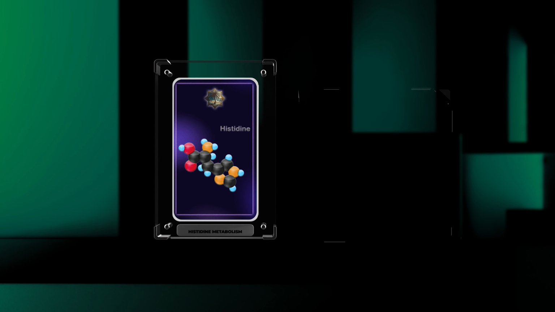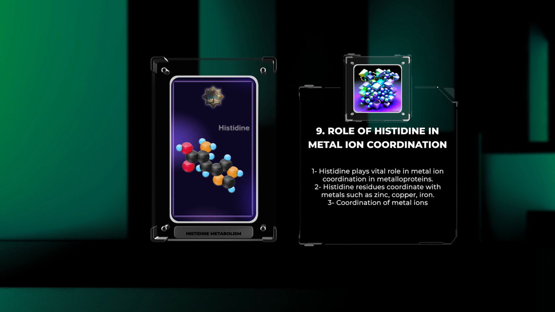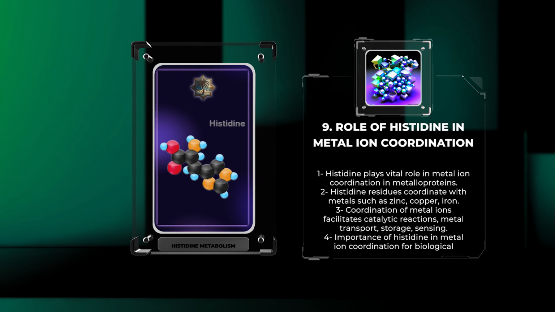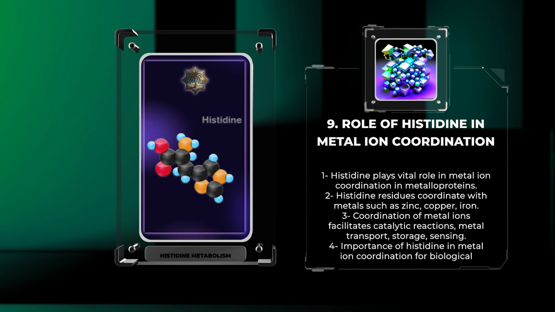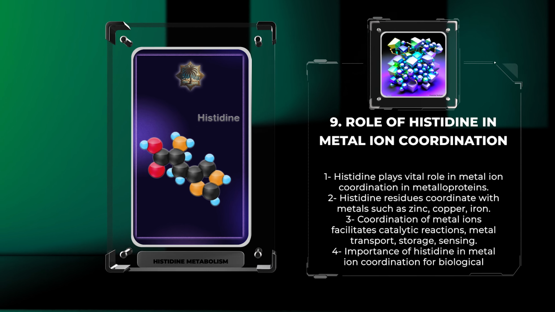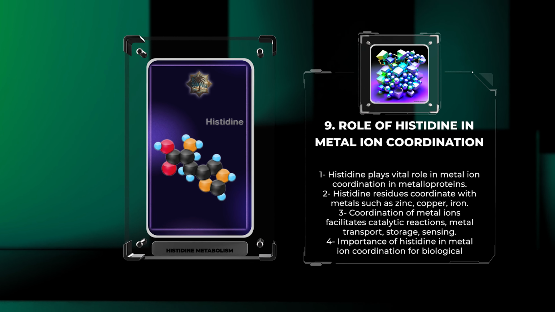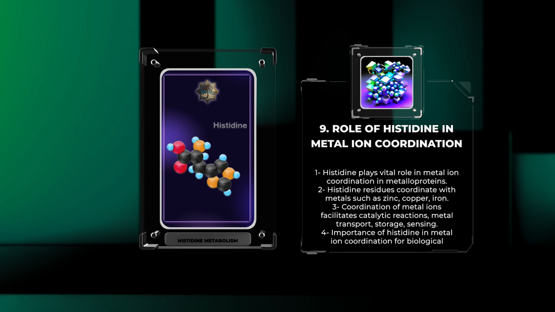Histidine plays a vital role in metal-ion coordination, acting as a ligand in metalloproteins. The imidazole side chain of histidine can coordinate with metals such as zinc, copper, and iron, enabling various biological functions. Histidine residues participate in the coordination of metal ions in enzymes, facilitating catalytic reactions.